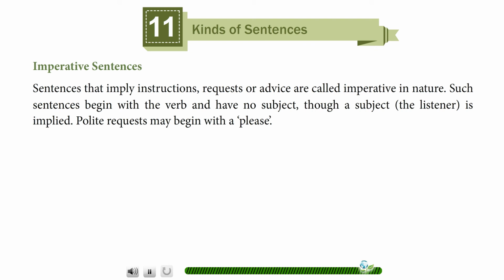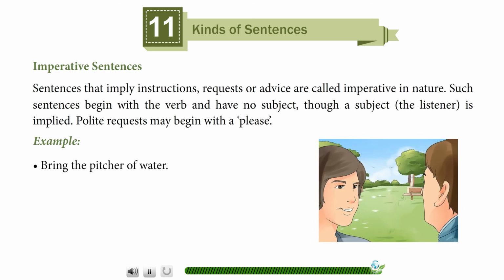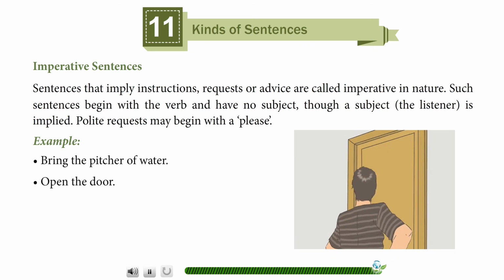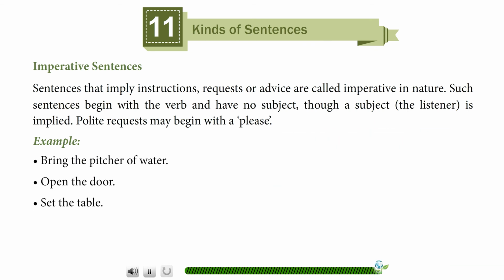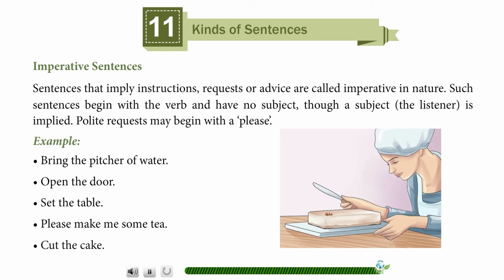Imperative sentences. Sentences that express instructions, requests, or advice are called imperative in nature. Such sentences begin with the verb and have no subject, though a subject, the listener, is implied. Polite requests may begin with a please. Example: bring the pitcher of water. Open the door. Set the table. Please make me some tea. Cut the cake.